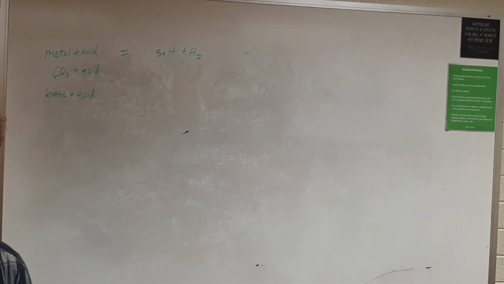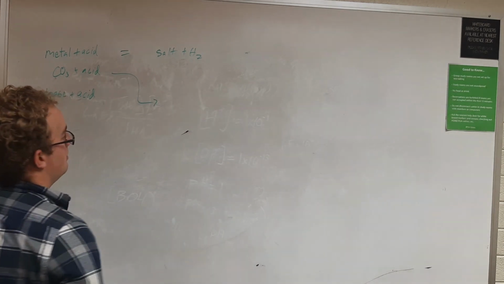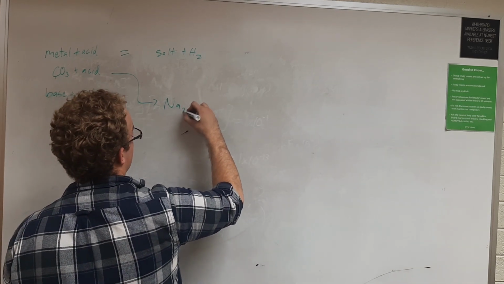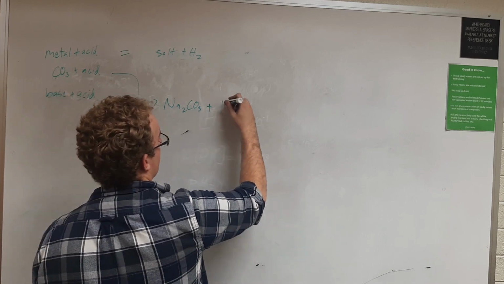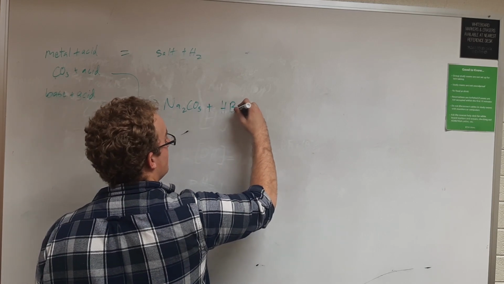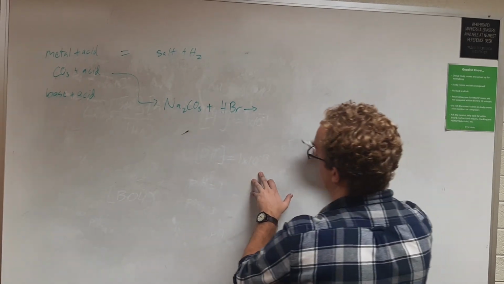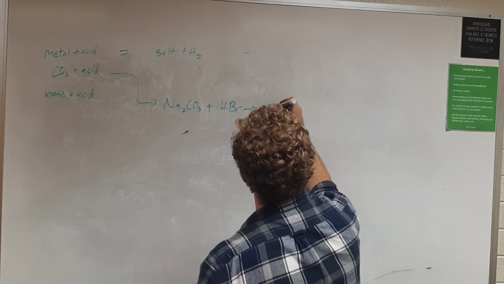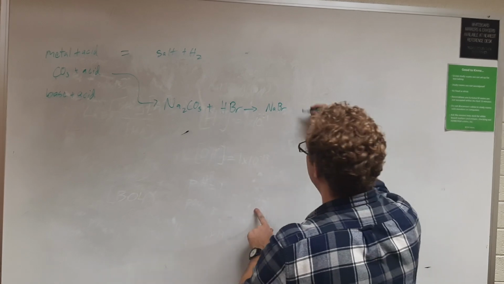Here we have some compound that has carbonate in it. So if we draw it down here, this will be some ionic compound. Let's say we have sodium carbonate plus an acid. Let's call it hydrobromic acid this time. This is going to create three things. It'll make a salt, again, which will be just NaBr. The charges will be the same, so there's only one of each.